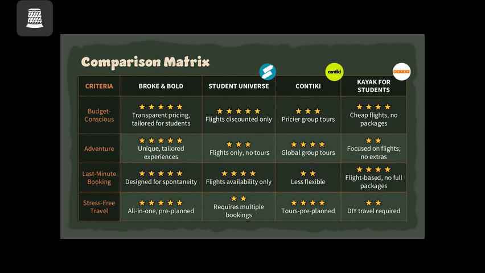What sets us here at Broken Bold apart is our ability to deliver an effortless travel experience. We go beyond offering just flights or just pre-packaged tours by providing fully curated trips that cover every single detail. These details are designed with the spontaneity and adventurous spirit of students in mind. Our service simplifies travel. It gives students the freedom to focus on enjoying their journey rather than worrying about the logistics, making us an ideal choice for this audience.